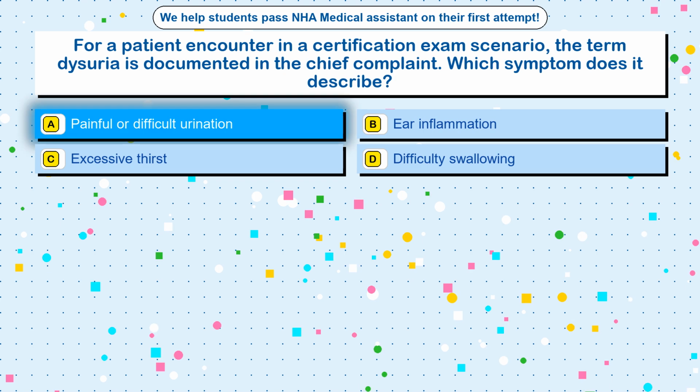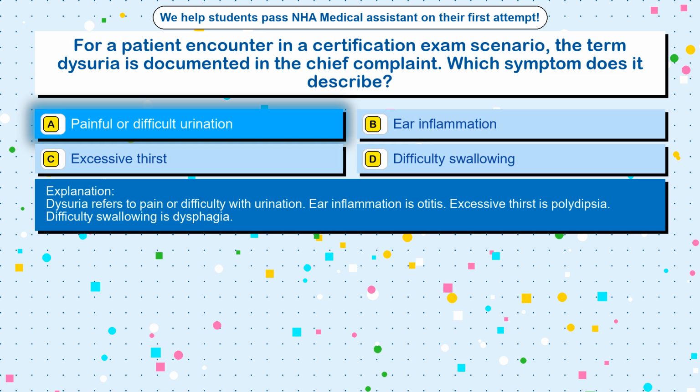Painful or difficult urination. Dysuria refers to pain or difficulty with urination. Ear inflammation is otitis. Excessive thirst is polydipsia. Difficulty swallowing is dysphagia.